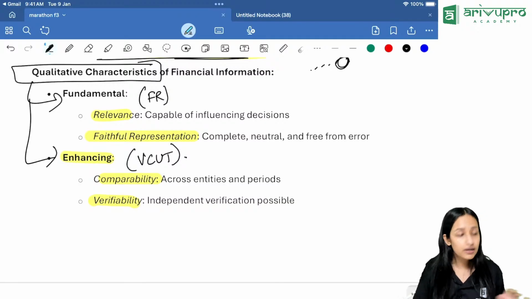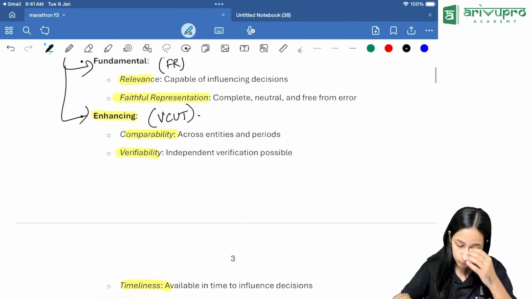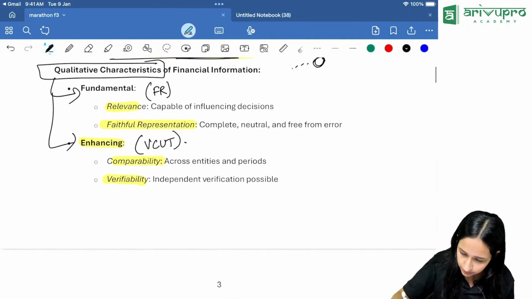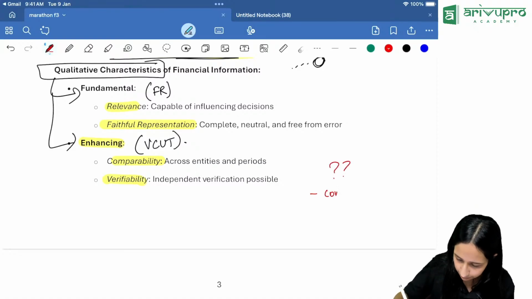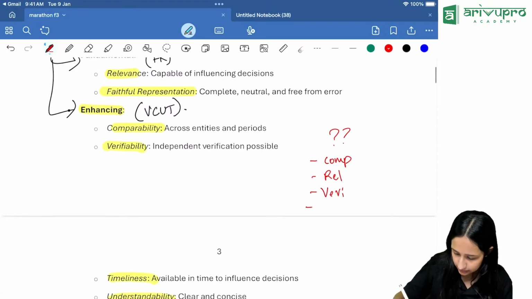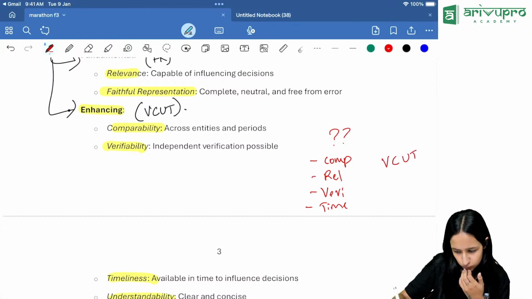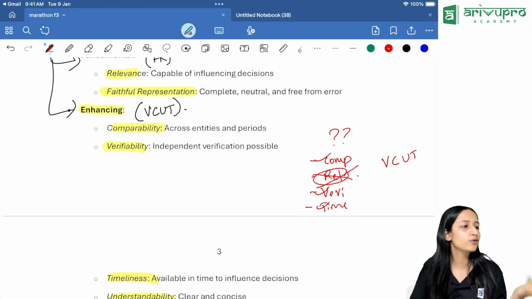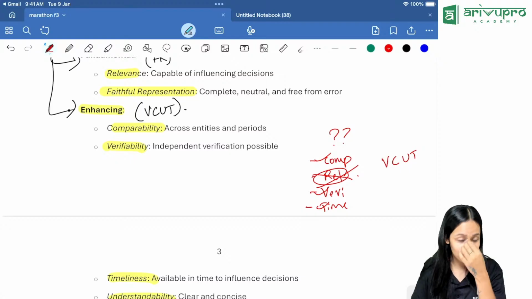For example, they will ask you in the question which one is not an enhancing qualitative characteristic. Let me say they're asking which is not. Okay, and options are comparability, relevance, verifiability, timeliness. Which one is not? We'll just look at our VCUT. VCUT. VCT. No R. Cancel. This is how you look at MCQs. They'll ask you very simple MCQs whenever we're looking at conceptual framework.